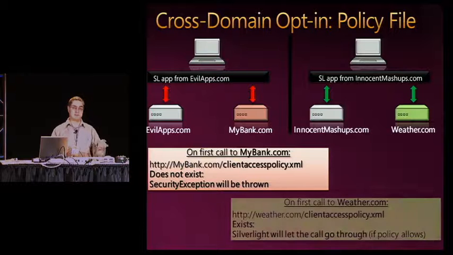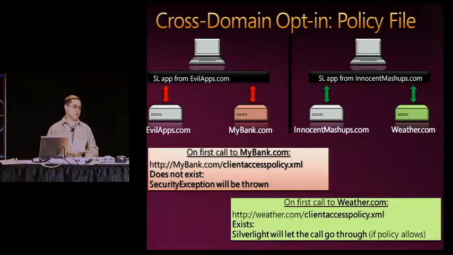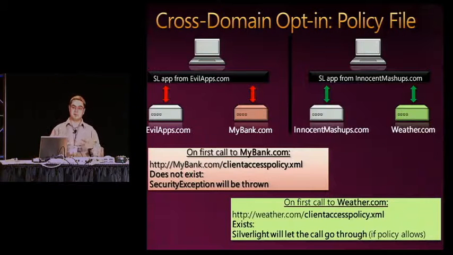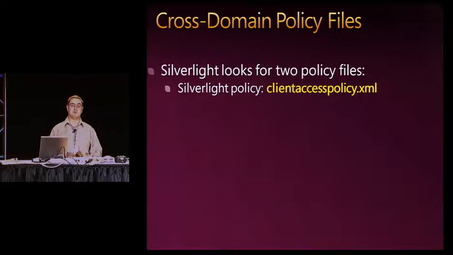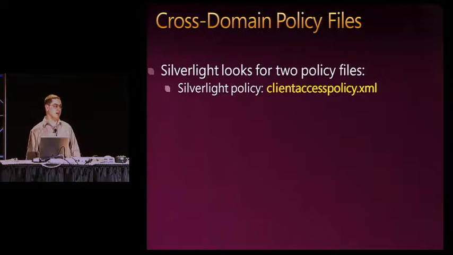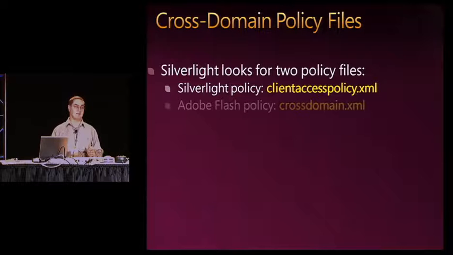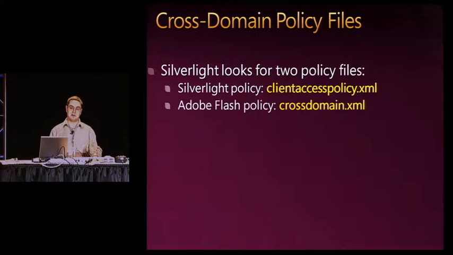But in the case where the service does want to opt in, Silverlight will check for the presence of that file. The service would publish that file, so Silverlight will discover it, and it will let the call go through if the policy actually allows it. It's actually a bit more complicated than that. We support two different policy files, and we'll look for them both. We first look for the Silverlight policy file called client-access-policy.xml. If we don't find it, we also look for the Flash policy file called crossdomain.xml.